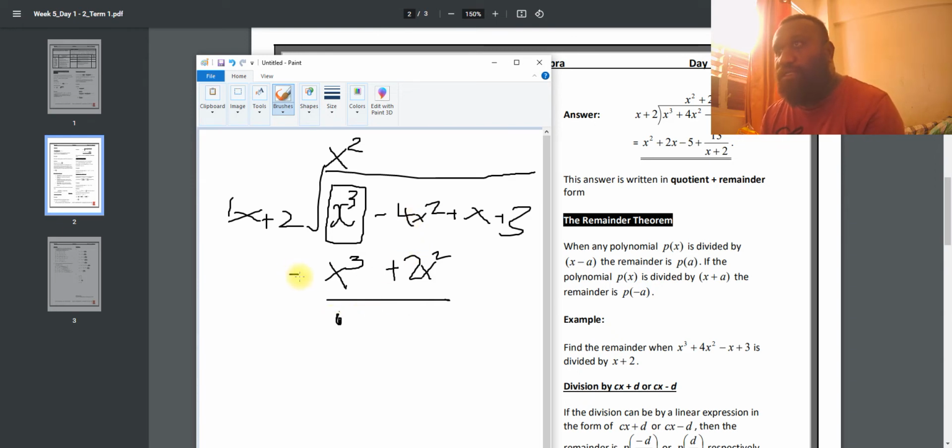Negative 4 minus a positive 2 is a negative 6, so negative 6x squared, and then we bring down the x, so we have plus x here.